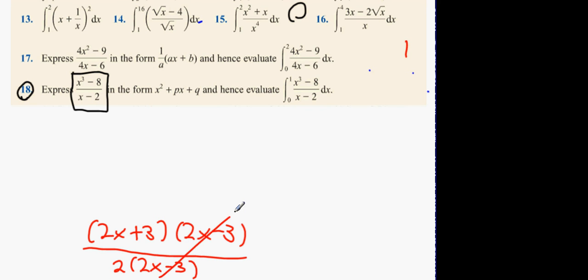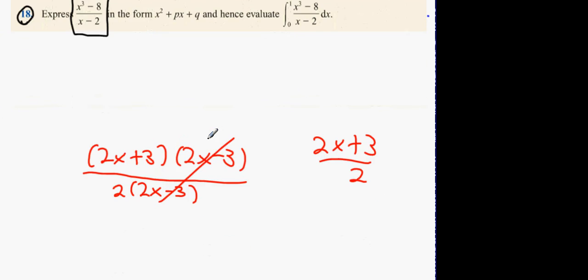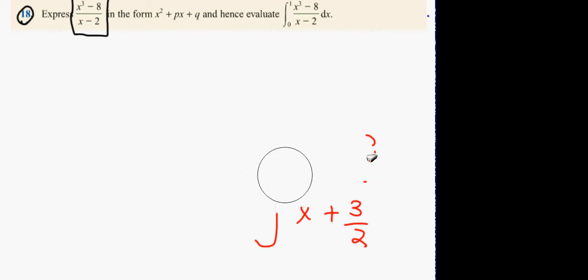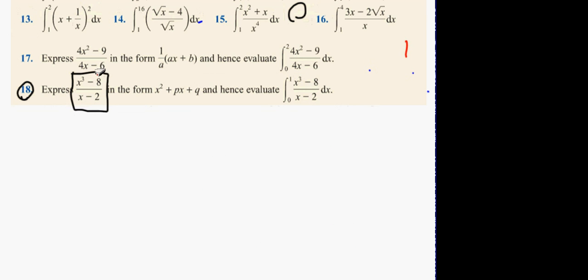Now look what happens. All of a sudden you're now integrating this here, and then you can split up your fraction in half, so you're going to get x plus 3 over 2, and that's what you're integrating. And you can obviously see that's a lot easier to integrate than what we started off with. Now number 18 follows a similar trend, except it doesn't follow that exact trend.